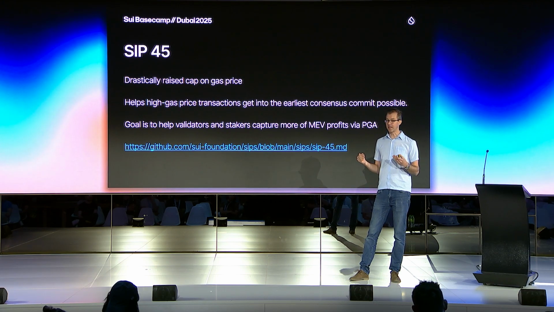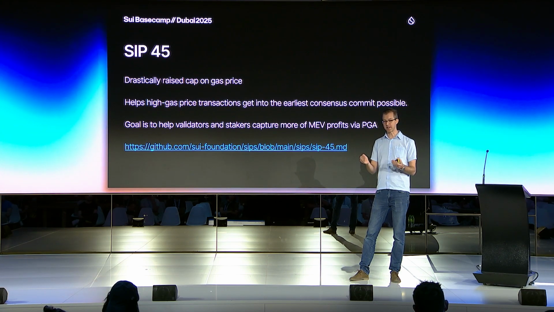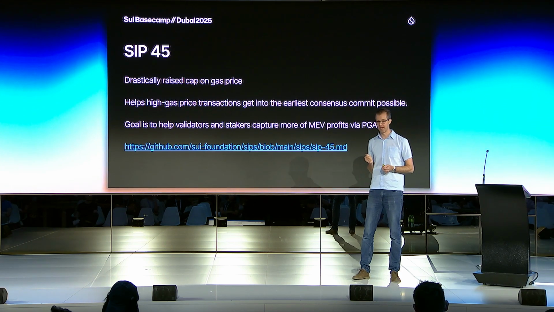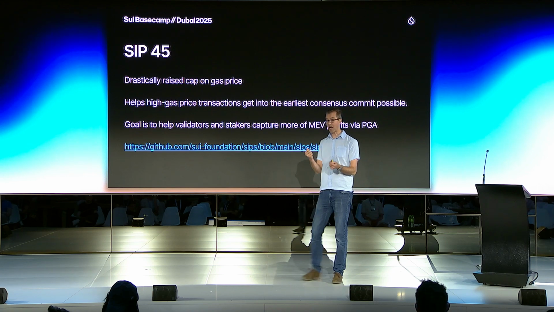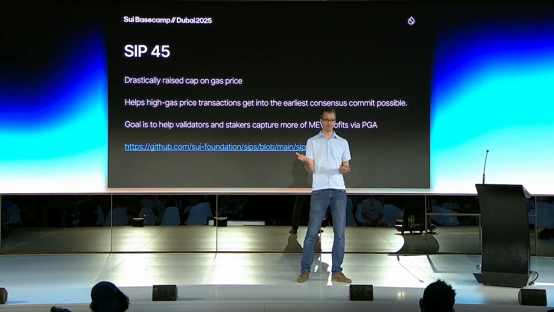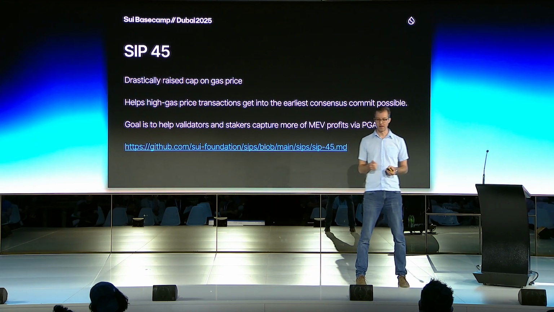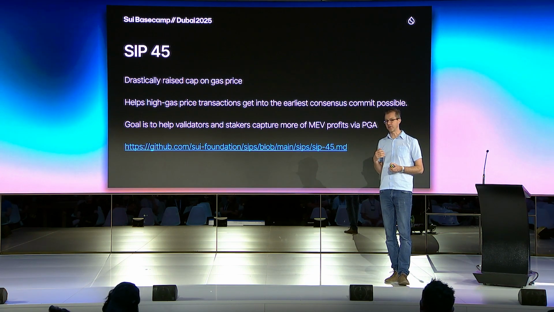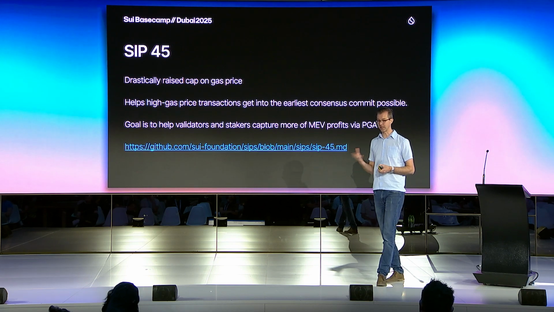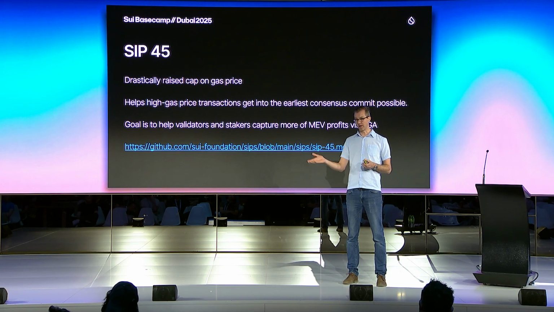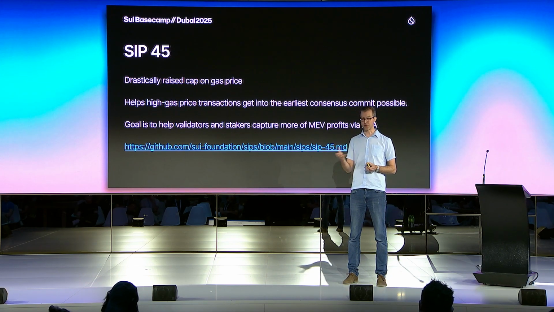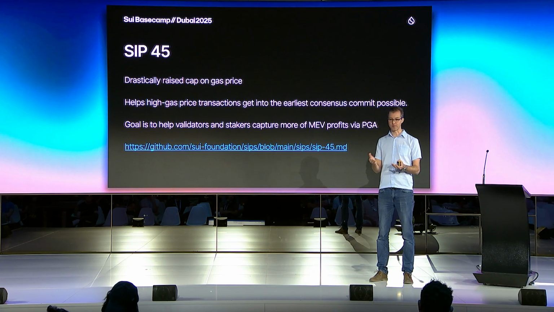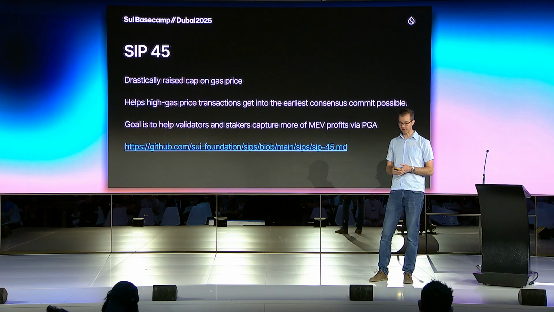Before this, if you had multiple searchers trying to take the same arbitrage, sometimes they would just randomly be placed into different commits just due to timing jitter. And so in that case, there is no point for either of them to bid anything because it's a lottery, basically, who gets that. And so the goal of SIP45 was fundamentally to help the validators and the stakers share in more of those MEV profits. So rather than having a lottery where one of a couple different searchers just gets all the profit, we want them to bid against each other, and the proceeds from those bids get redistributed to the network.